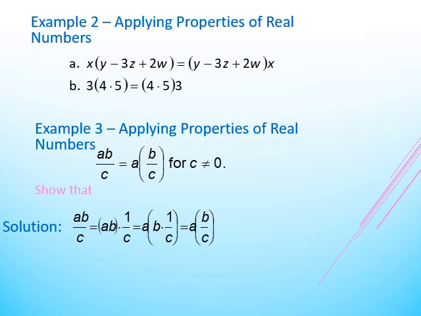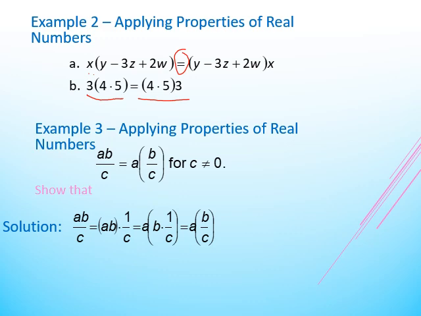If we have x multiplied by y minus 3z plus 2w, it is equivalent to having y minus 3z plus 2w multiplied by x, and the same if we have an inverse.